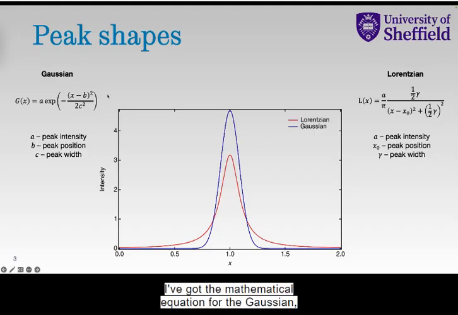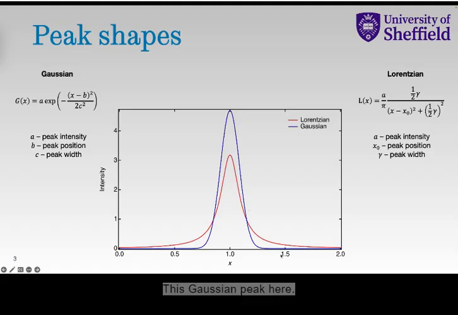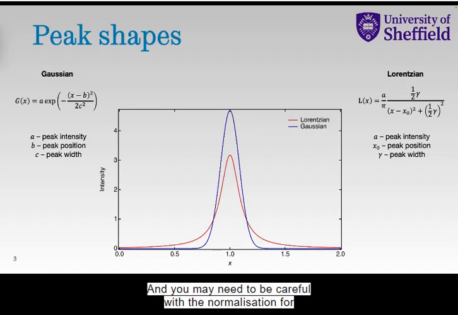On the left I've got the mathematical equation for the Gaussian, which is also the normal distribution. And you can see on the graph, shown here in blue, this Gaussian peak. Just to point out, mathematically, we've got these terms A, B, and C in here, which are going to relate to things like the peak intensity, the peak position, and the peak width. It's worth noting that A will, in this case, depend on the exact normalization, and you may need to be careful with the normalization for the exact area. A is not in itself the area. It will also depend on some other things, but it depends on the exact normalization you're using.